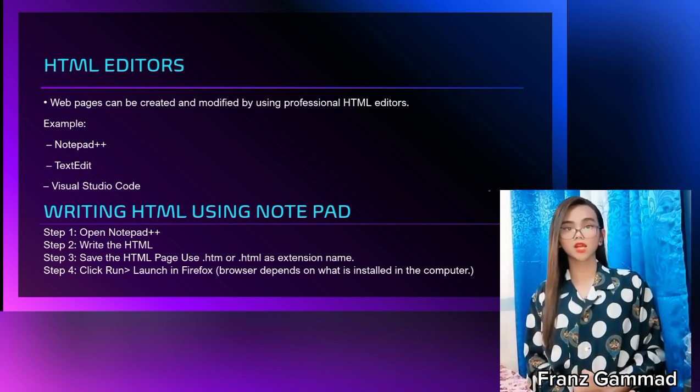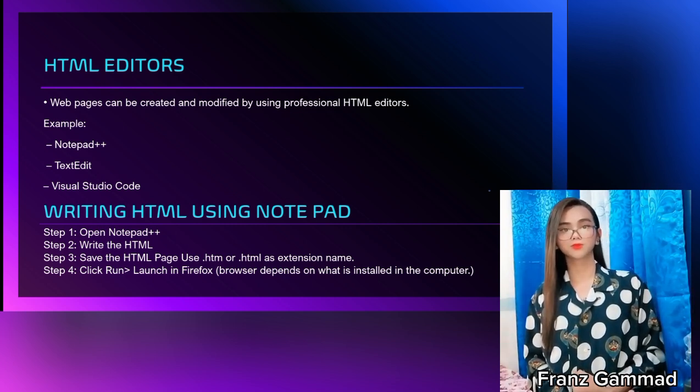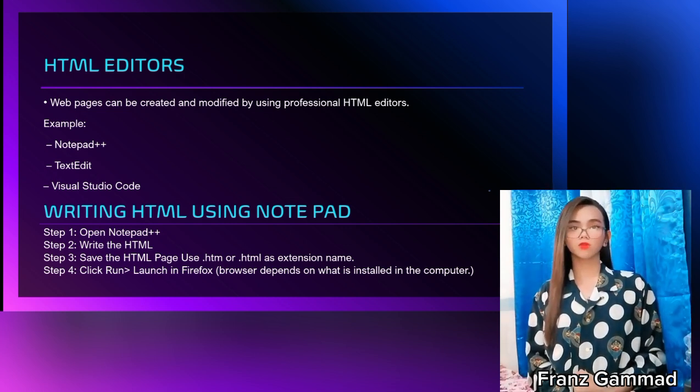Step 3. Save the HTML page. Use .html or .htm as the extension name. For example, you can name your file mypage.html like that. Make sure to select All Files as the file type and choose a location on your computer to save the file.